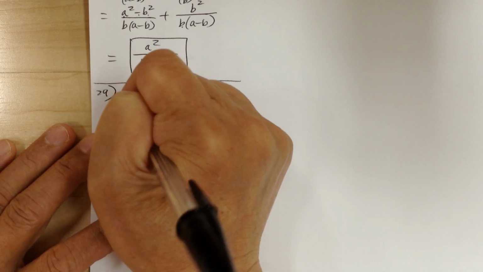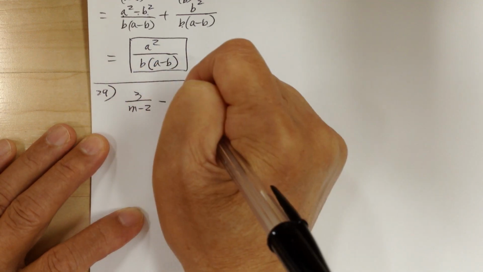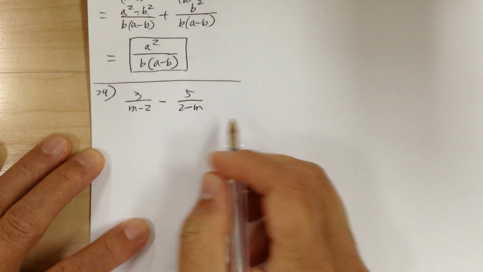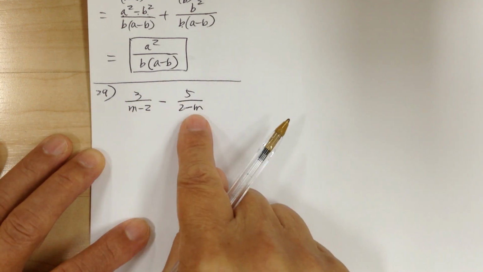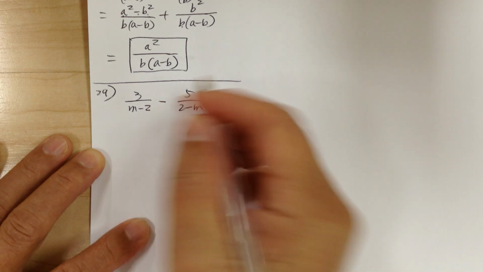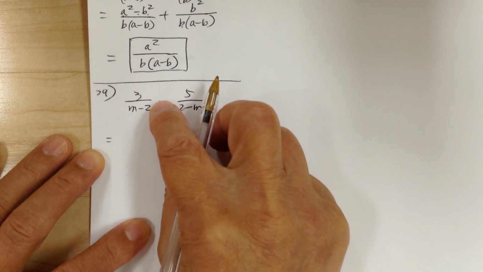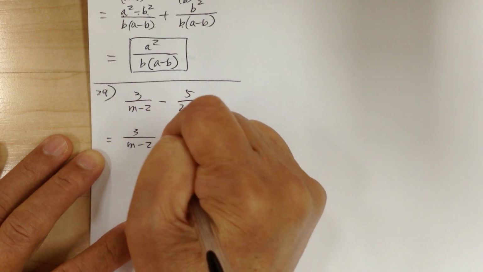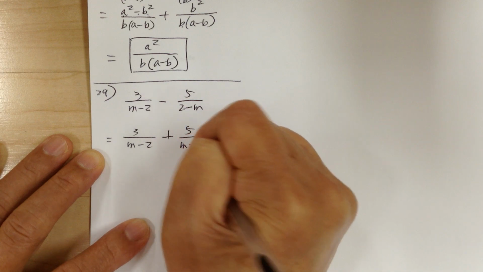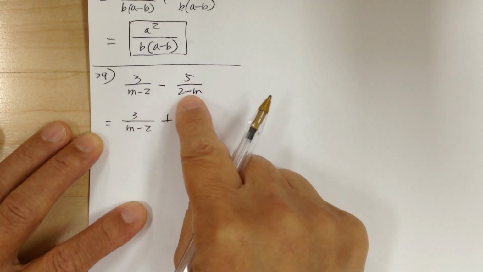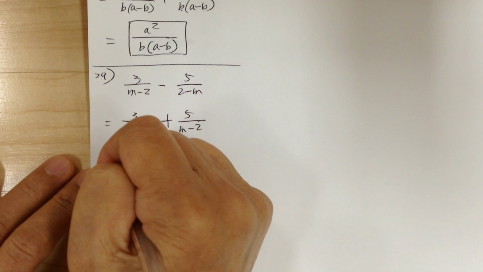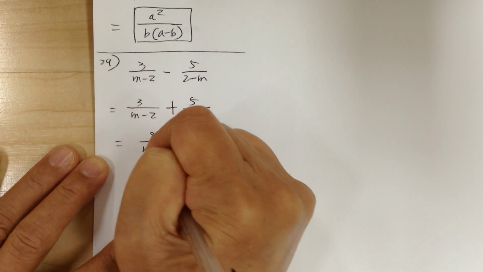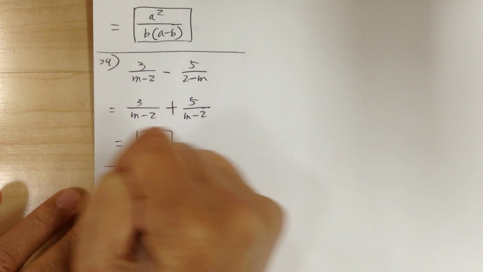Okay, you have 3 over m minus 2 minus 5 over 2 minus m. Notice this is m minus 2 and this is 2 minus m, so this is kind of reversed. The nice thing about this is that you can use a negative to switch the subtraction. So now you have a common denominator, so you can just add. So it would be 8 over m minus 2, and that's it.